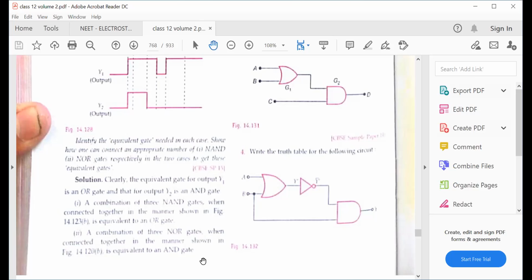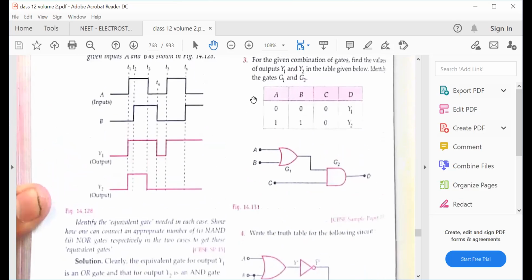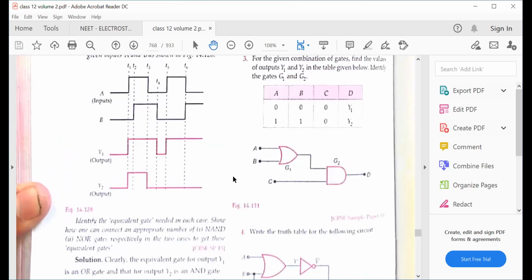Should we take the opposite of what we get, like for y dash for the first, the third diagram? Yeah, I think for the third one. The third one, they have given a tabular column. Sorry, I should have shown that. So we need to find y1 and y2. That's it. So they have given the inputs, A, B, C.